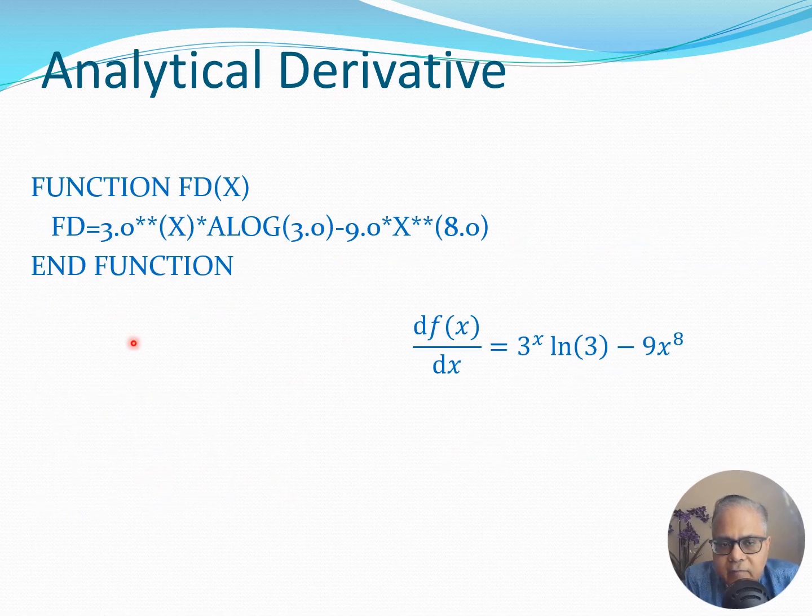Now, of course, I have the function which I use for comparison, that is fd. fd is nothing but the derivative. So I can differentiate this particular function, and I get 3^x log 3 minus 9x^8. And so this is 3 to the power x into log of 3 minus 9 into x to the power 8. Remember, double star is exponentiation in Fortran.